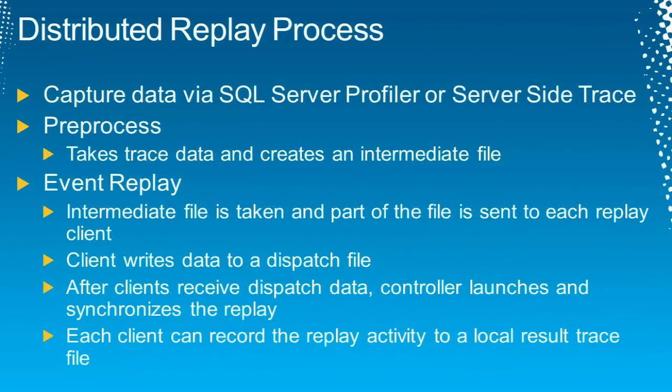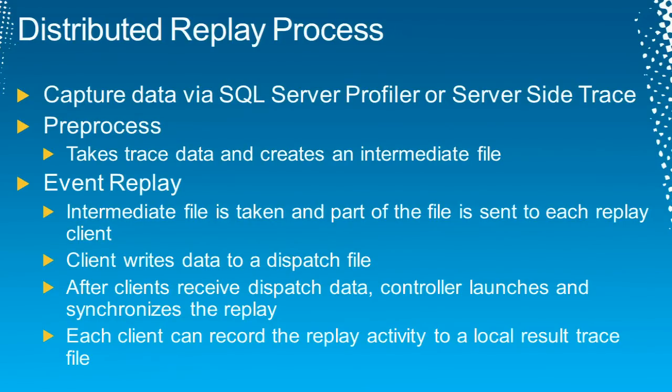So there's two ways you can get data into the distributed replay server or process into this thing. One is to capture the data with Profiler, and the other is to use a server-side trace to grab the data. In either case, you need a trace file. You can't log to a trace table and grab from there. If you've got your data in a trace table, just open that table up in Profiler, File, Save As, trace file. It'll dump the table into a trace file, and then you can feed that into the distributed replay process.